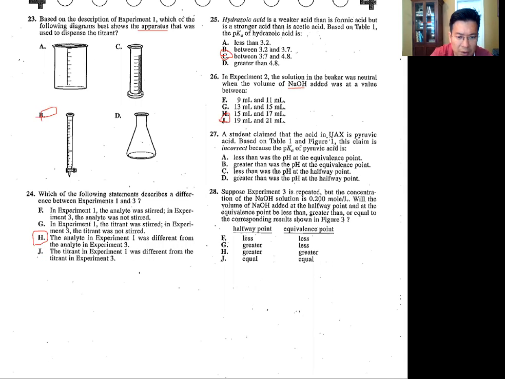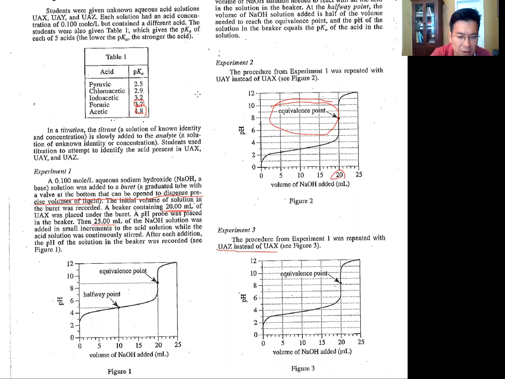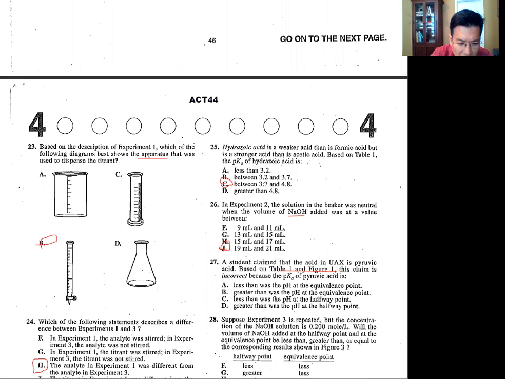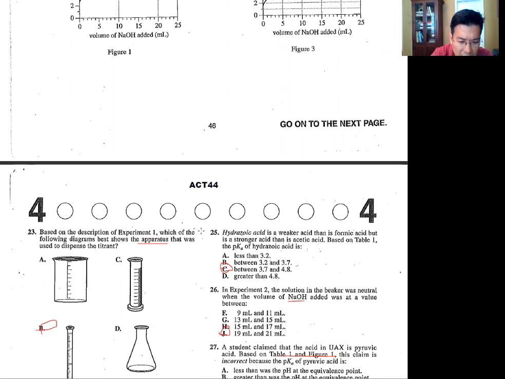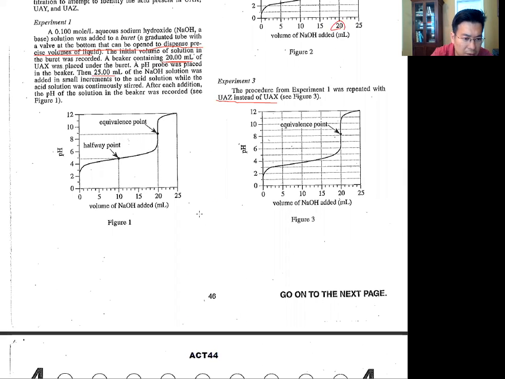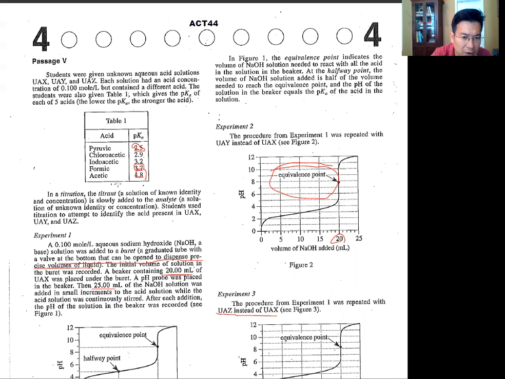27, a student claimed that UAX is based on table 1 and figure 1. This claim is incorrect because the pKa of the acid is, so table 1, 2.5 right here. And then table 1, it says what? See, figure 1, table 1, claim incorrect. pKa, 2.5.